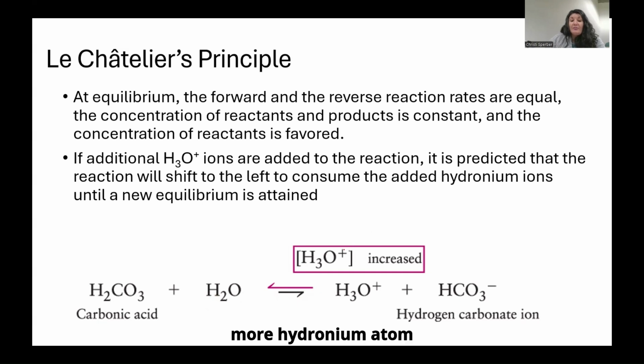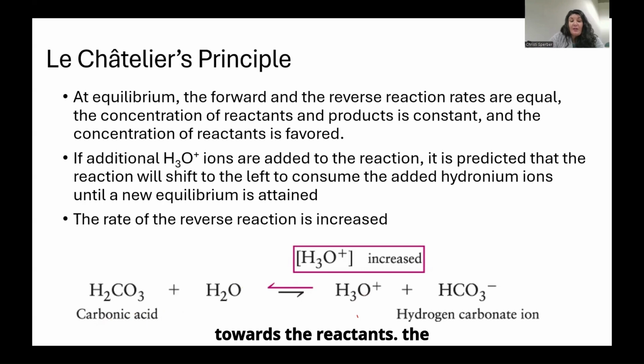If we add more hydronium ions in there, we have now increased this concentration. Because we have an excess of H3O+, we can now consume that, and it's going to drive the reaction to the left so that we can use this new amount that we added and make more reactants. It's said to shift to the left because you're going in the reverse direction towards the reactants. The rate of the reverse reaction is increased.